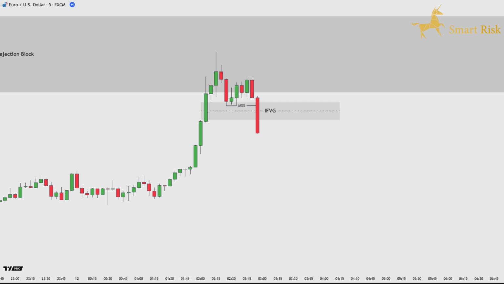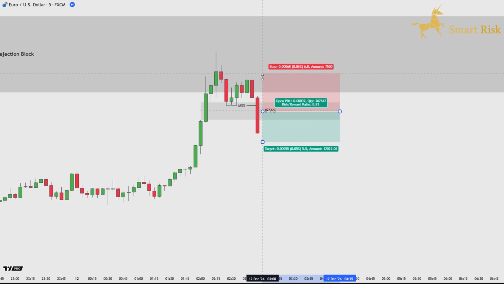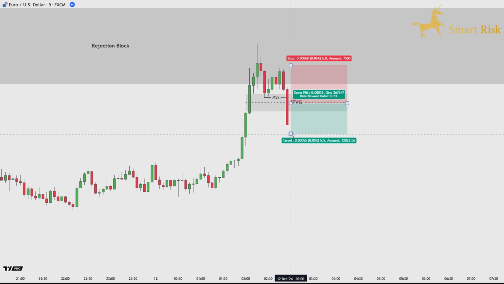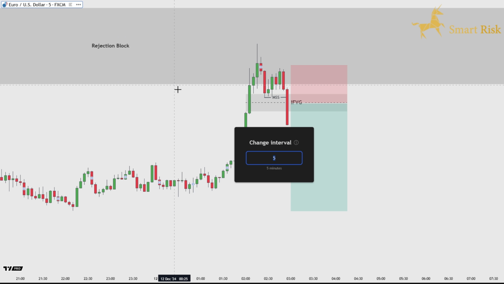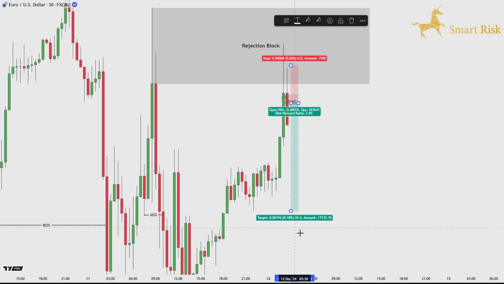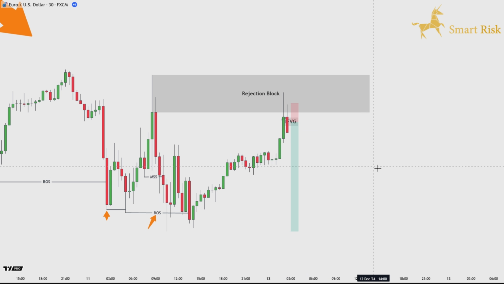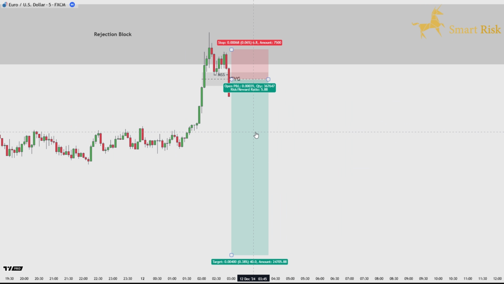Next, for placing an entry, I'm going to set my sell limit order at the midline, or consequent encroachment level, of the inversed fair value gap. My stop loss will be placed just above this swing high. For take profit, we have two options. Target the closest 5-minute sell-side liquidity, which is located here. Or target the 30-minute time frame's sell-side liquidity, which is over here. I'm opting for a more aggressive approach by targeting the 30-minute time frame's swing low, offering almost a 6-to-1 risk-to-reward ratio.